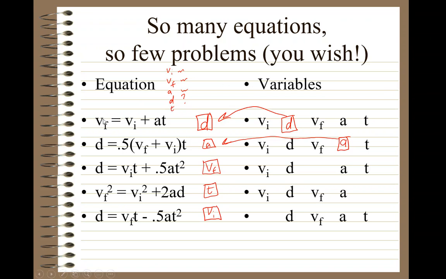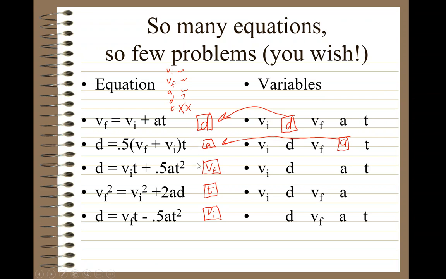Each equation only has 4 variables. There are 5 of these equations. That means there's 1 variable missing from each equation. And that is exactly how you're going to choose which equation to use. As in, if I'm given the initial velocity, final velocity, acceleration, and displacement, and I don't care about the time, in other words, I'm not given the time, nor am I asked for time, then I'm going to choose the equation that doesn't care about time.